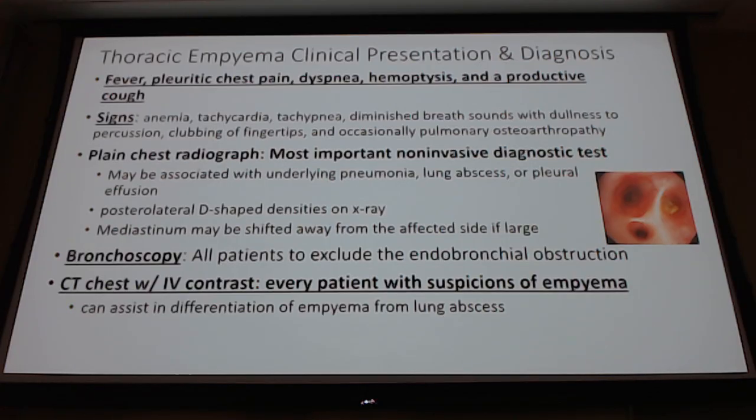Other signs: they may be anemic, tachycardic, tachypneic. Decreased breath sounds, and it may be dull over that area. It should be dull because it's a fluid-filled space. If it's really ongoing and chronic, you may start to see clubbing of the fingertips, and then occasionally pulmonary osteoarthropathy, which basically means that the pulmonary spaces become more fibrous and less resilient.